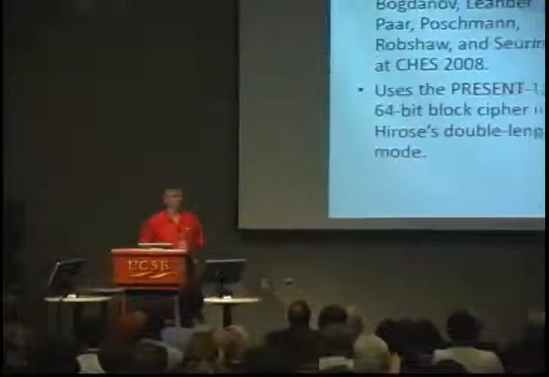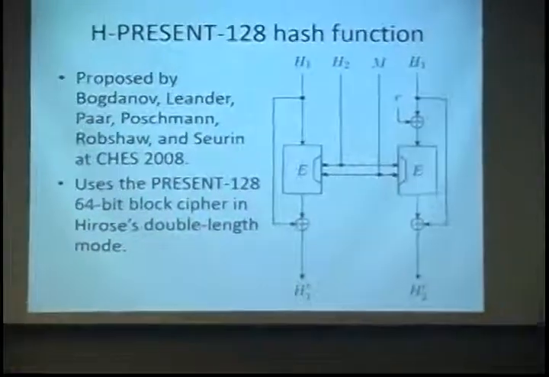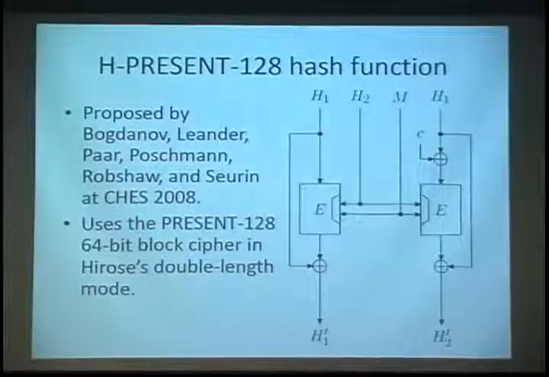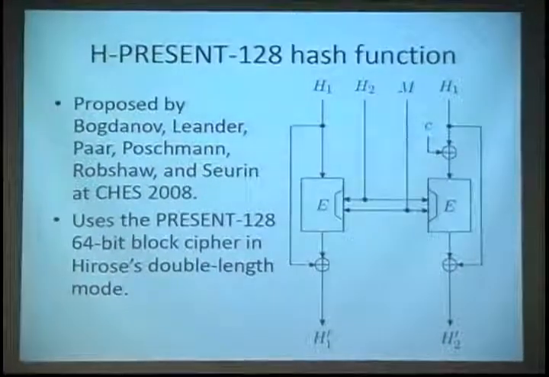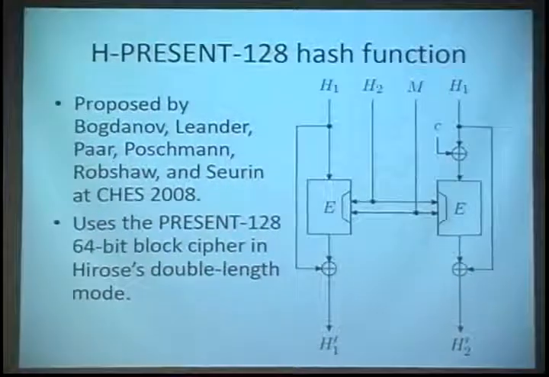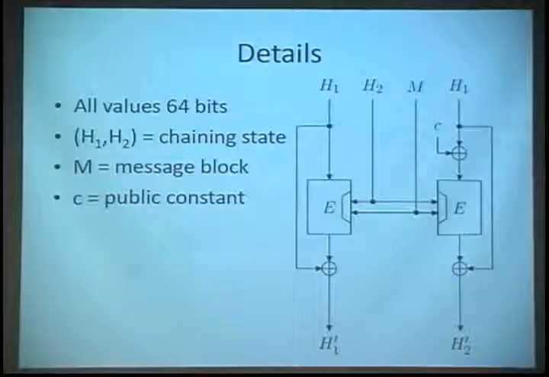H-PRESENT-128 is a hash function proposed a couple of years ago. It's built around a block cipher called H-PRESENT. The block cipher has a 64-bit block size and a 128-bit key going in. All the values you see, all the lines here, are 64 bits. H1 and H2 are the chaining states of the compression function. H1 is used there again, and M is the message block. C is some public constant.